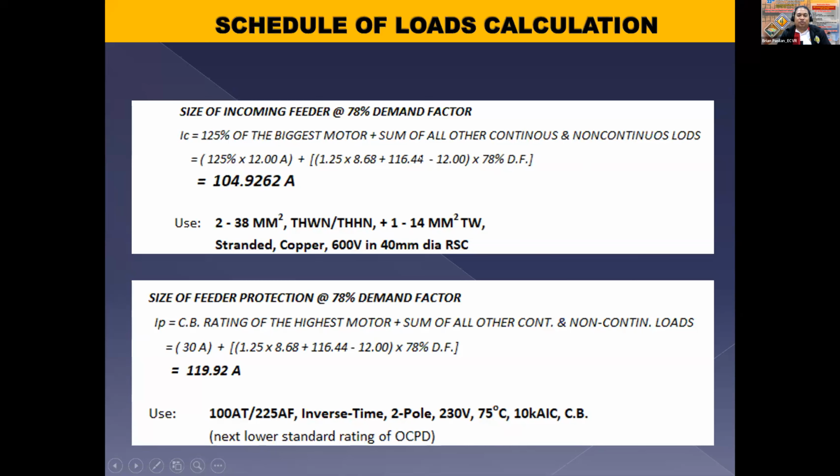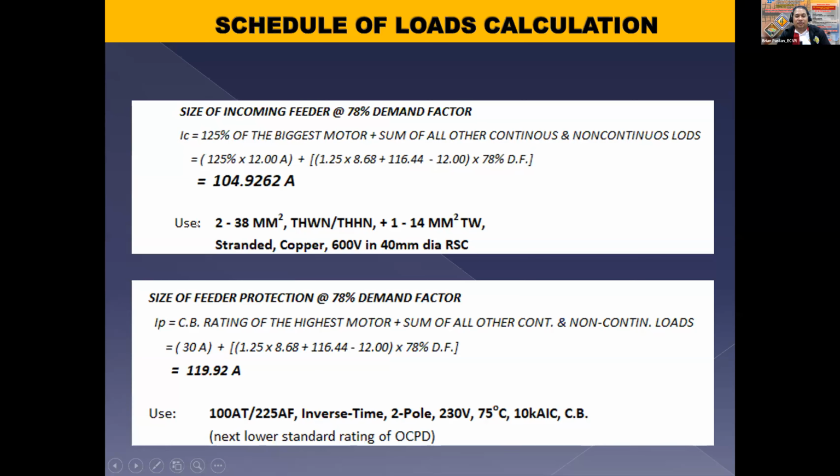Bakit may minus 12? Kasi tinotal ko ito, then para hindi magkadoble-doble, kasi si 12 nandito na. So itong 116.44, itong dalawa ito is total na kasabay si 12. So minus 12 ko para hindi ma-doble si 12. Then dito na ilagay natin si demand factor. Wag ilagay si demand factor sa multiplying natin na largest motor, ha. Dito siya sa sum of other loads natin ilagay si demand factor para hindi madigate yung multiplying factor dito. Okay? So resulting 104 amperes.